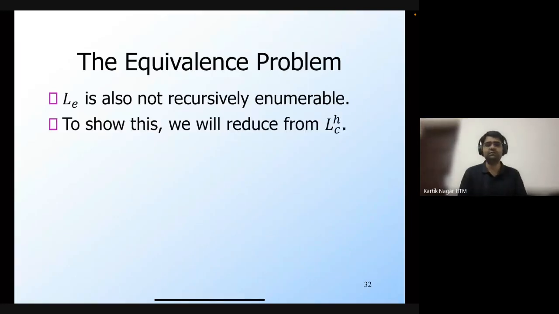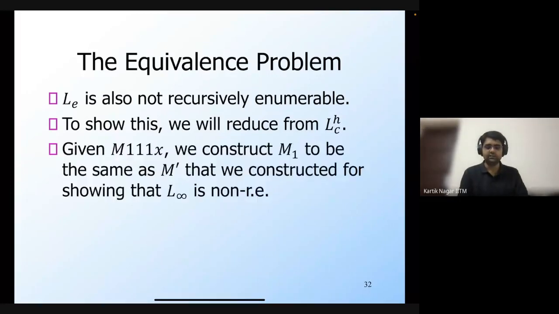And so as one more practice for how to use reductions, let's also show this by reducing from the complement of the halting problem. There are only a few non-recursively enumerable languages that we have seen. One of them is this complement of the halting problem. The second, in the last class, we also proved that the infiniteness property is also not recursively enumerable. So we could presumably reduce from that as well. But let's see how we can reduce this from the complement of the halting problem.